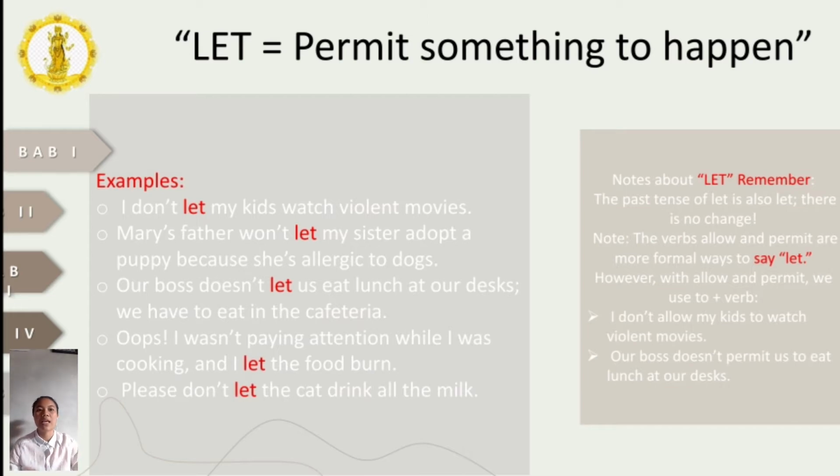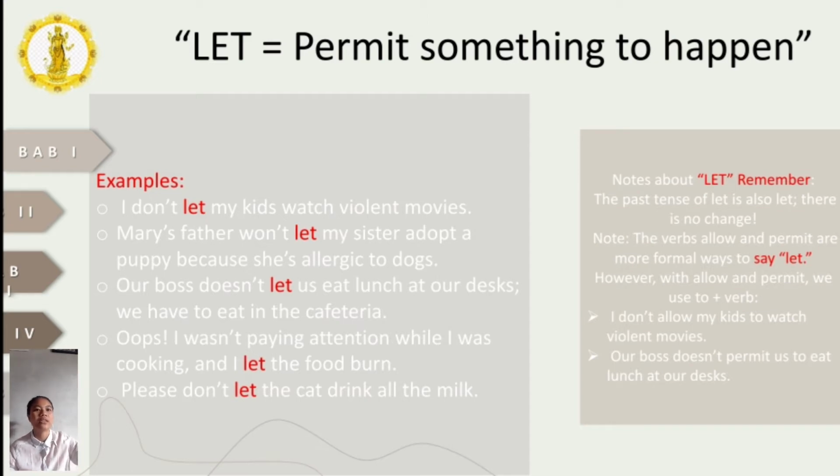For example: I don't let my kids watch violent movies. Mary's father won't let my sister adopt a puppy because she is allergic to dogs. Our boss doesn't let us eat lunch at our desk. We have to eat in the cafeteria. Oops, I wasn't paying attention while I was cooking and I let the food burn. Please don't let the cat drink all the milk.